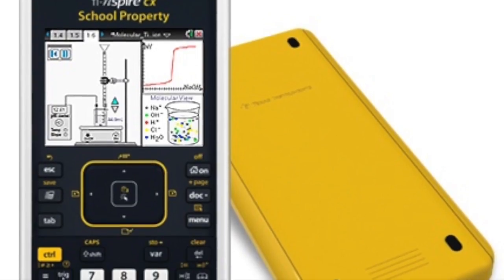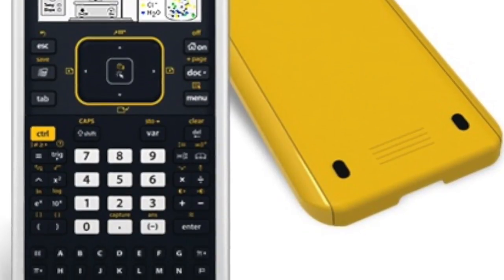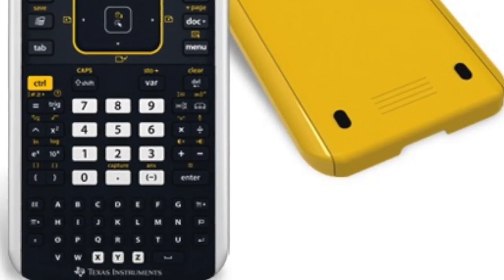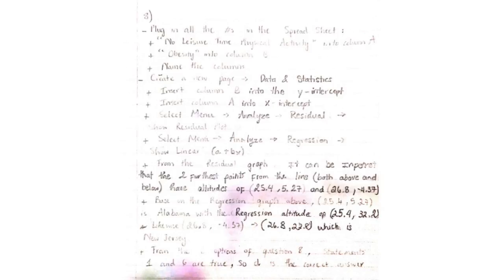Alright guys, so for this next problem, number 8 that we're going to be completing, you're going to need your calculator, so get yours out. For question number 8, they're asking us to create a residual plot of the linear model. Of the following statements, choose the statements that correctly describe these unusual values. Follow these steps to complete number 8 in the calculator.